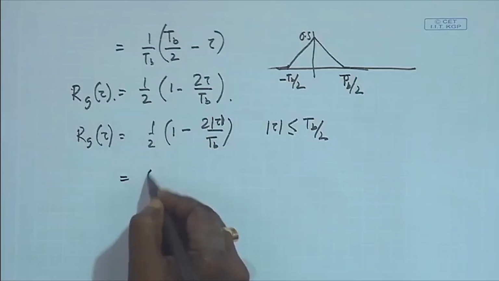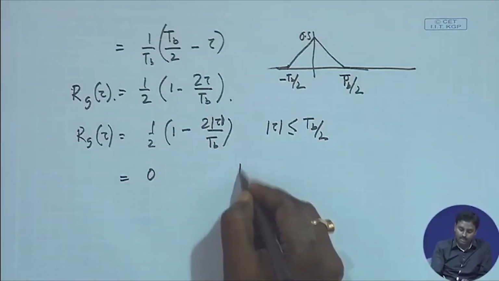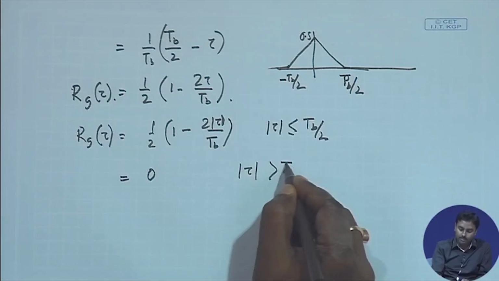Because there will be an infinite number of such pulses, all those things have to be added. So what is happening? Half of them will give me a positive value because they are equally likely, and half of them will give me exactly the same negative value. So they will get cancelled and I will get 0 all the time. So this becomes 0 all the time as long as my tau is greater than Tb by 2.